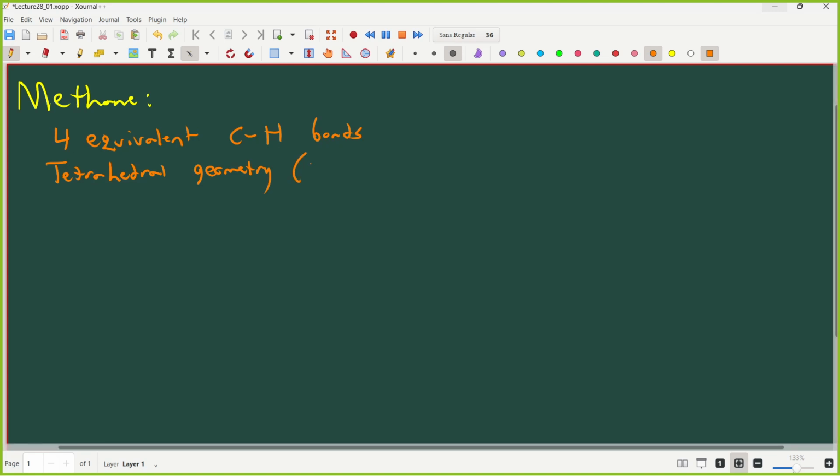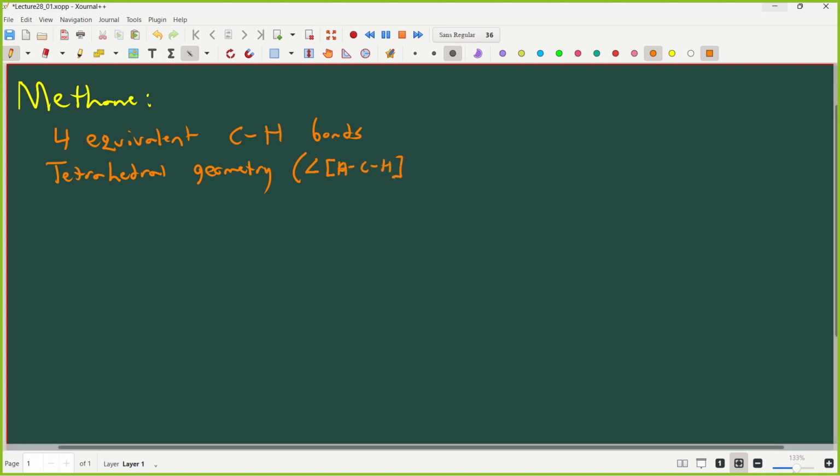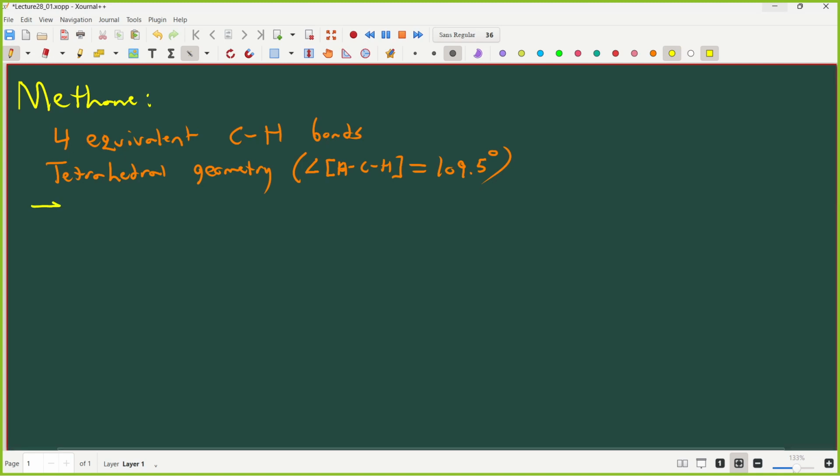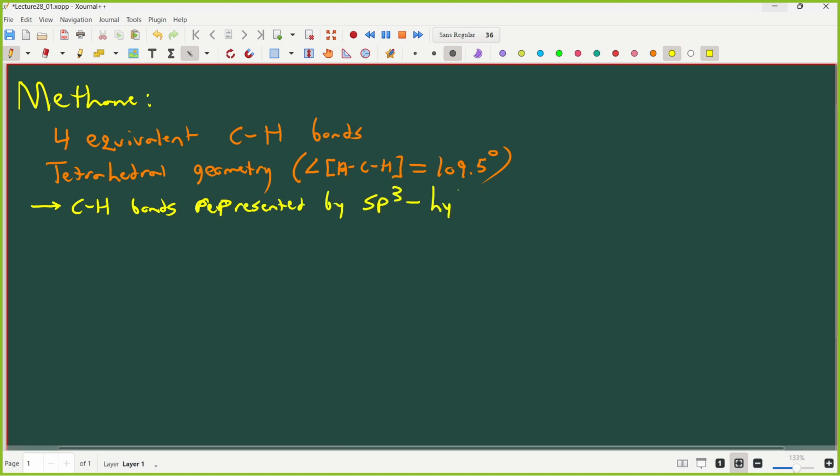Which means that the angle between hydrogen, carbon, hydrogen, the hydrogen-hydrogen bond angle, is 109.5 degrees, right? You guys know all this stuff. You've seen this before, right? But the idea is that you have 4 equivalent bonds, and we represent the CH bonds by what we call sp3 hybridized orbitals. I'll talk a little bit about what hybridization means today.